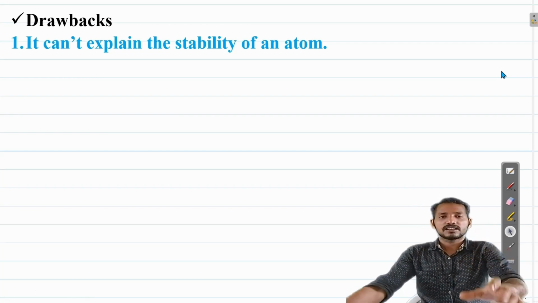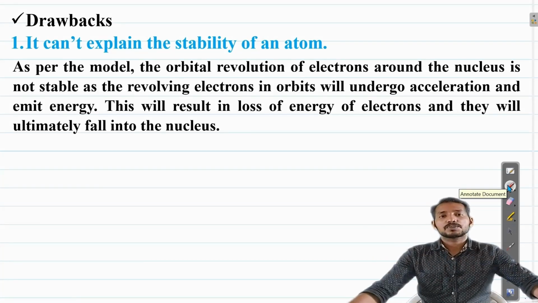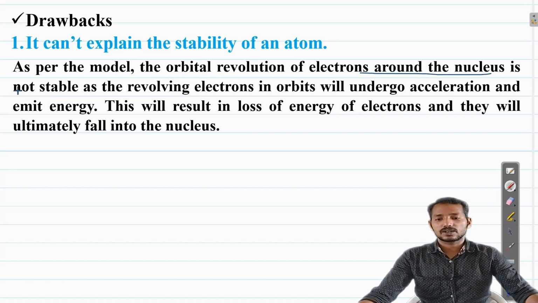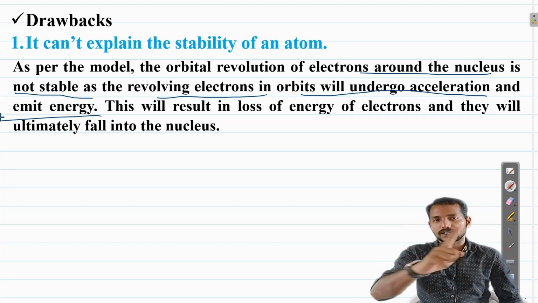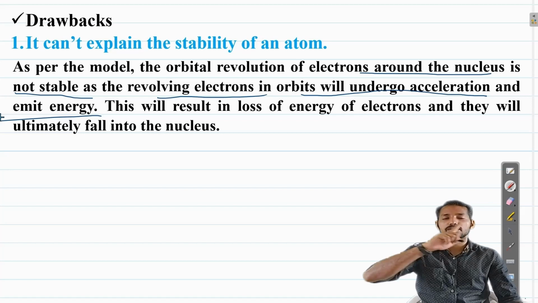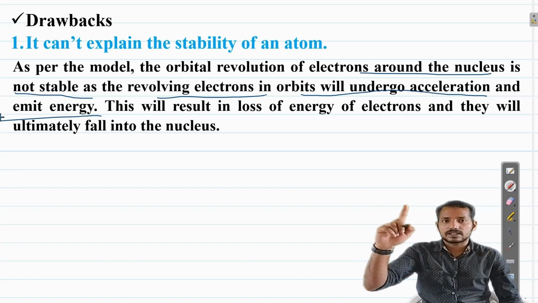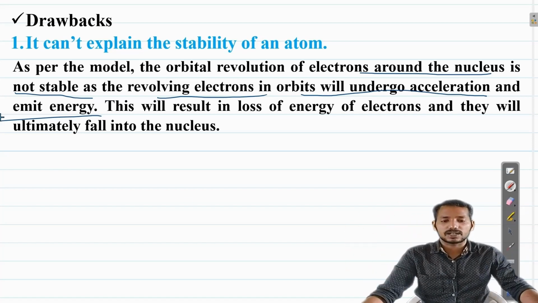According to his model, electrons are revolving around the nucleus. As per the model, the orbital revolution of electrons around the nucleus is not stable, as the revolving electron in orbit will undergo acceleration and emit energy. Whenever a charged particle revolves in a circular path, it undergoes acceleration, meaning it decreases its speed because of some friction or other forces. And as it undergoes acceleration, it emits energy. As it emits energy, what will happen?